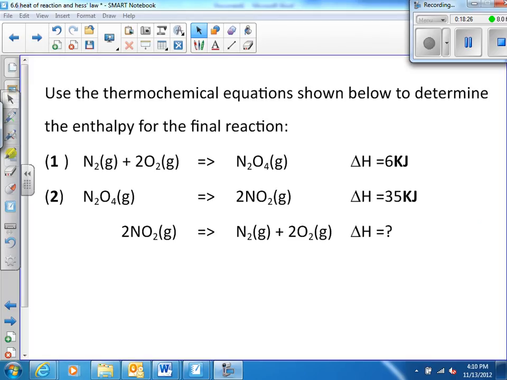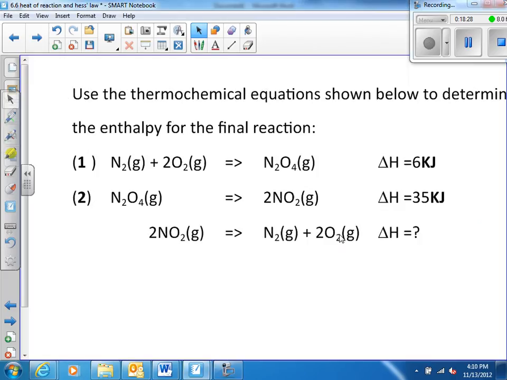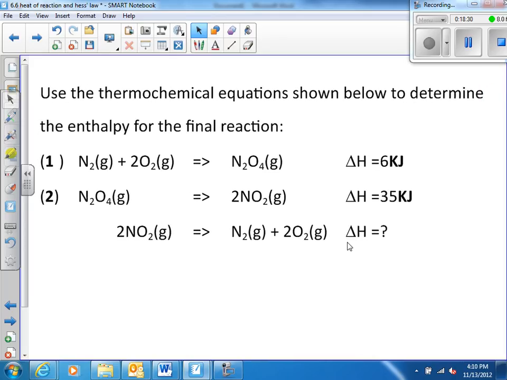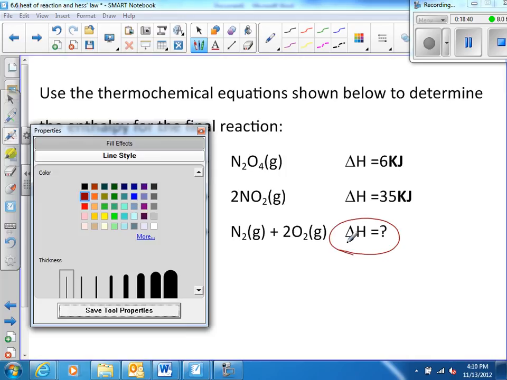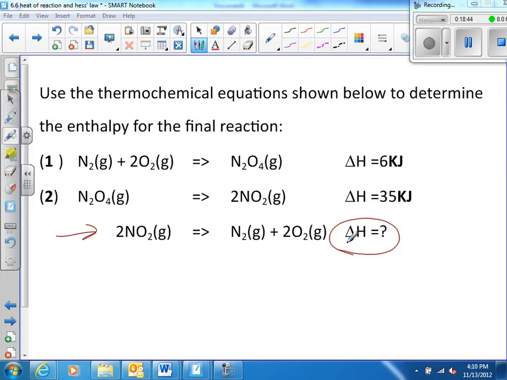Okay, so here's a new problem. We're trying to find delta H for this reaction right here, given the first 2 reactions. So again, we want to identify what's in this reaction we're trying to get to that's in the first 2 reactions. So NO2, where is that? I see it. Do you see it? It's in reaction 2, right here.